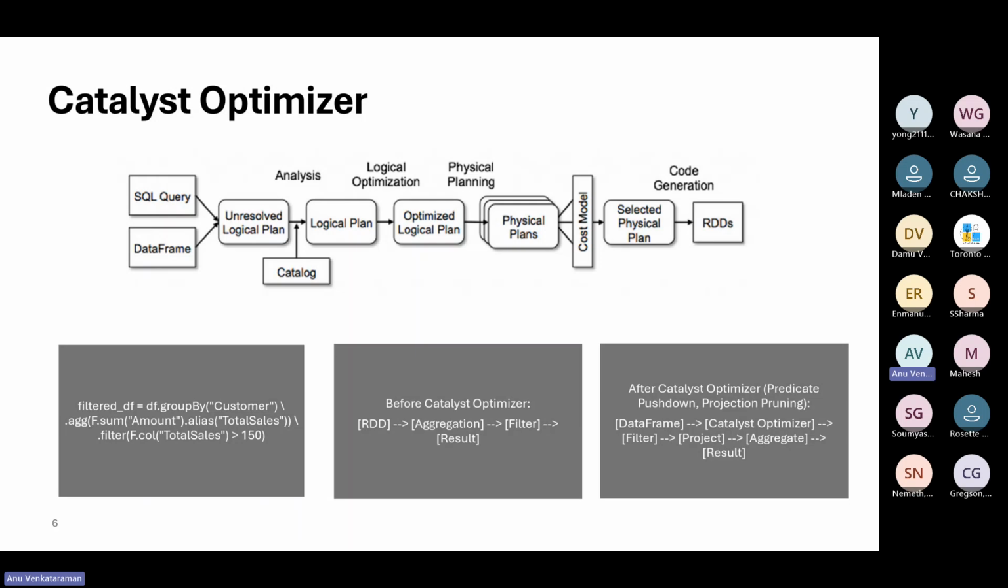And then the driver, based on this unresolved logical plan, goes through this analysis process where it does the schema check, syntax check, and prepares the logical plan. And then in the next step, it applies rule-based optimization and prepares the optimized logical plan, like I mentioned, projection pruning, predicate pushdown. Can I move the filters before, or can I do some column projections? Those are the things that happen in the next stage after the logical plan.